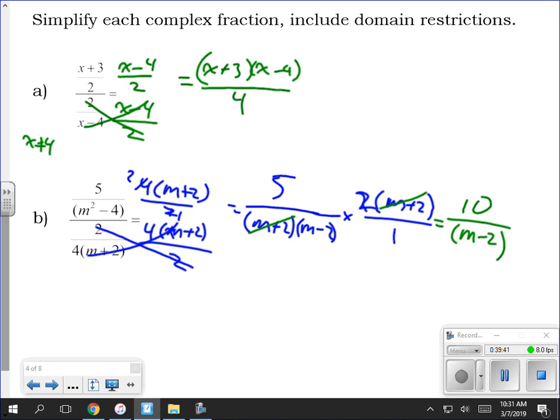And my domain restrictions, m can't be plus or minus 2 from this, because this denominator can't be 0 here, and this denominator can't be 0 here, but I've already got that covered. The minus 2 is already covered, and this entire denominator can't be 0 either, which means my numerator here can't be 0, but I don't have to worry about that. Okay. Invert multiply, that's what you're doing.